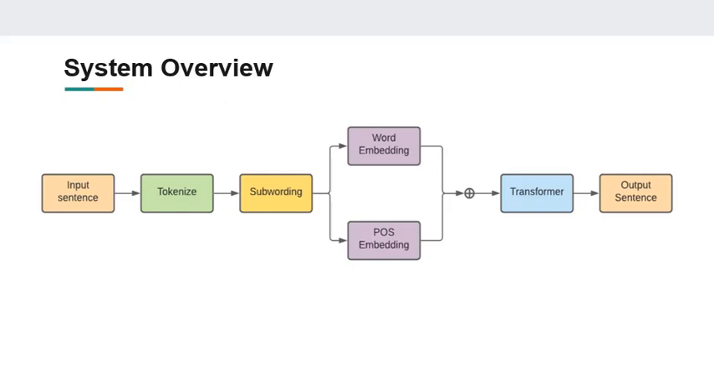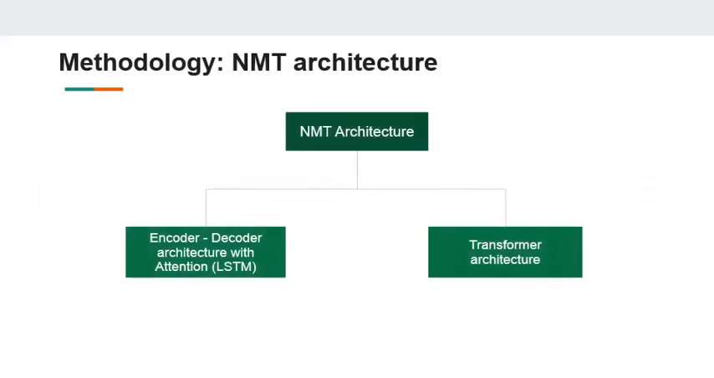For the experiments, we used a dataset created using Sri Lanka official government documents. As the first step of this research, we experimented with two major NMT architectures. The first one is the encoder-decoder architecture with attention, which includes an LSTM. The second one is the transformer architecture, which is the state-of-the-art NMT architecture.